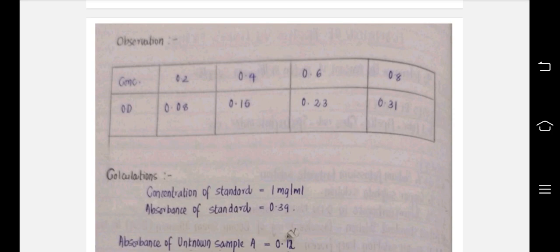Calculations: concentration of standard 1 mg per ml. Absorbance of standard 0.39. Absorbance of unknown sample A 0.12. Concentration of unknown sample A is equal to absorbance of sample by absorbance of standard into concentration of standard.